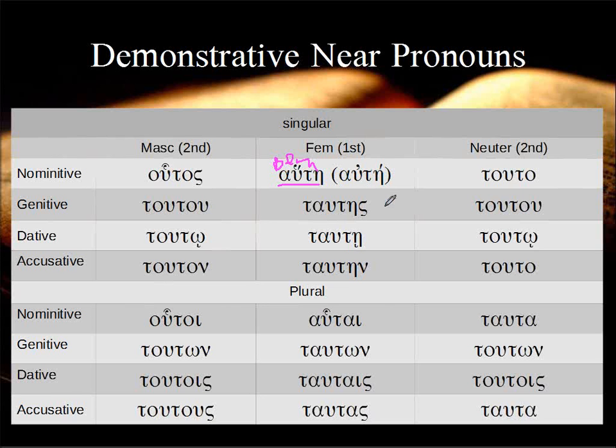So are they pronounced differently? Yes, they are actually. So for this one, it will be pronounced aute, aute. Okay? The personal pronoun is to pronounce aute. So that's the difference. So the demonstrative is aute, and then the personal pronoun is aute.